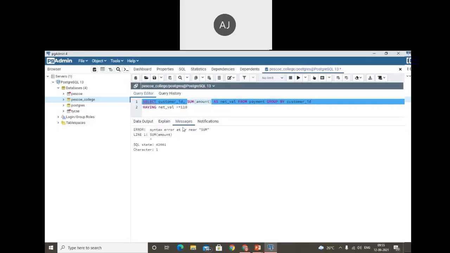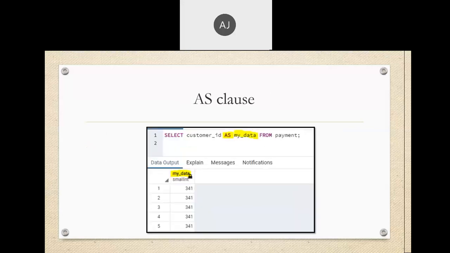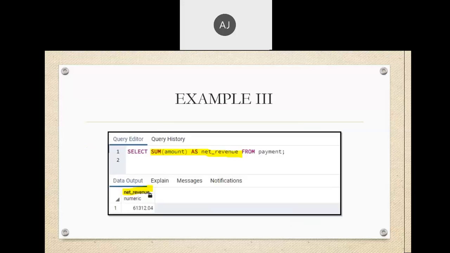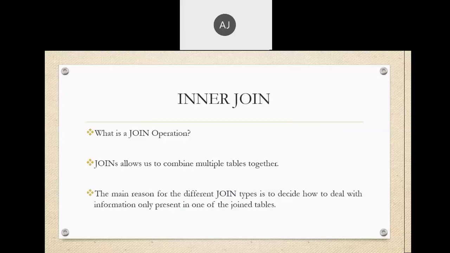If we do it with the existing table on customer ID, we get the table does not exist error. So this is about the alias operator. I hope you got the information about the AS clause and can perform the operations. I will share the PPT. You can perform different kinds of operations on that. Now let's talk about the inner joins.